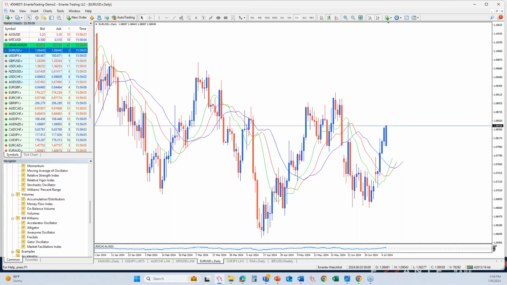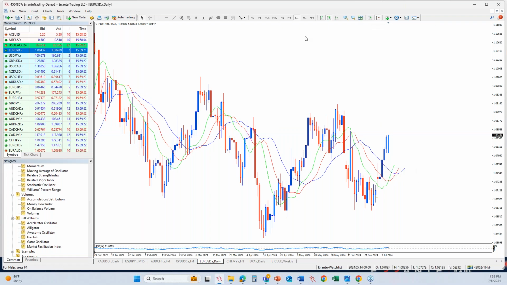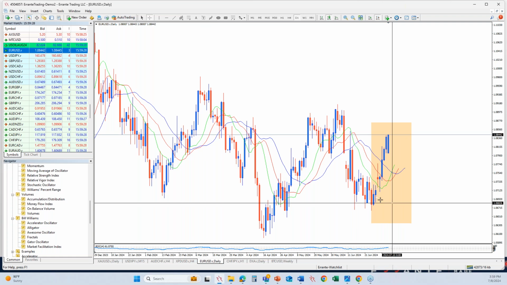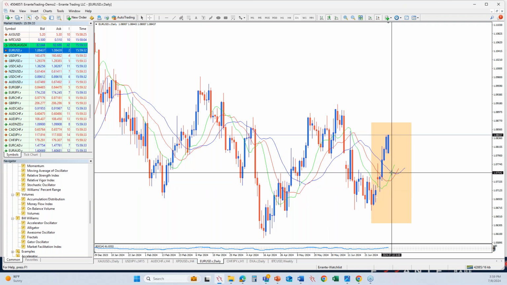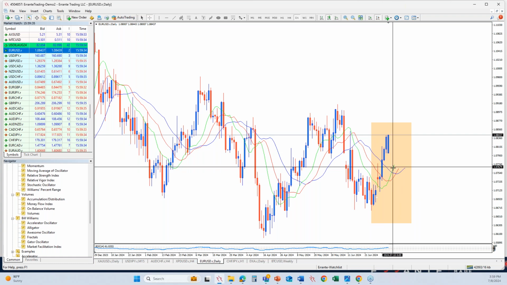And now, when the lips cross above the teeth and jaw, and the 3 lines start to spread apart, indicating an uptrend. Where we can see that, here just at the beginning of the chart, we can identify this stage. Here we have lips crossing above teeth and jaw, and the price is moving above all of them.